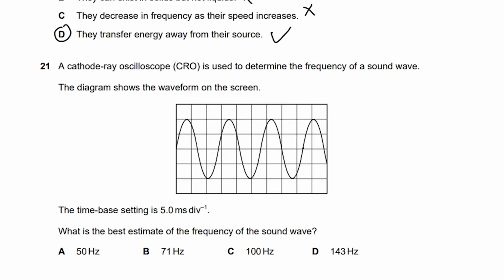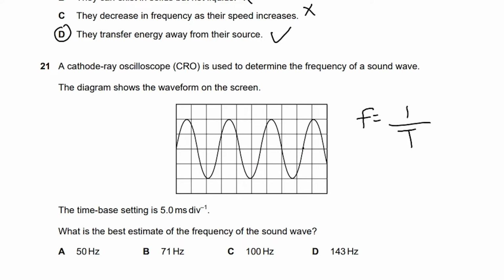Question number 21. A cathode ray oscilloscope, CRO, is used to determine the frequency of a sound wave. The diagram shows the waveform on the screen. The time-base setting is 5 milliseconds per division. What is the best estimate of the frequency of the sound wave? Now, the formula for calculating the frequency is 1 over time period T, and the time period T is the time taken to produce one complete wave, and frequency f is the number of waves produced in 1 second.